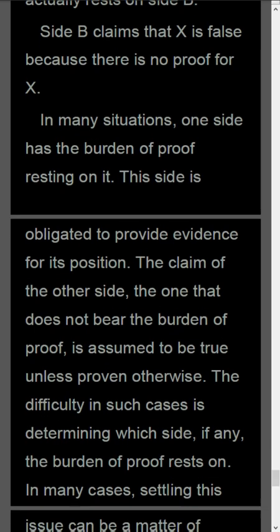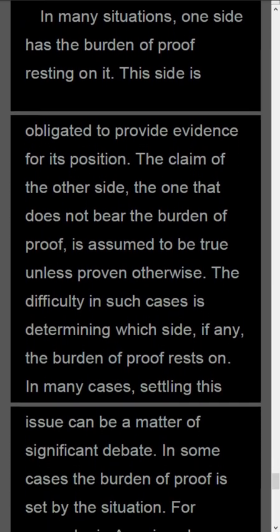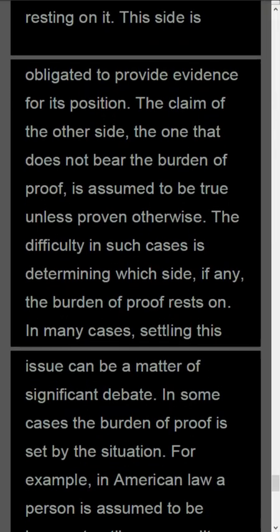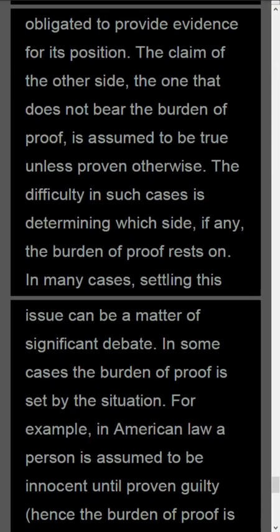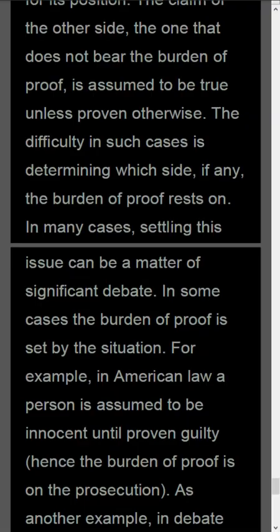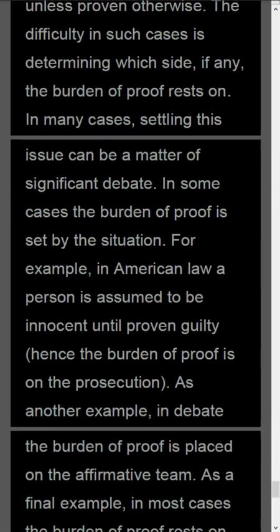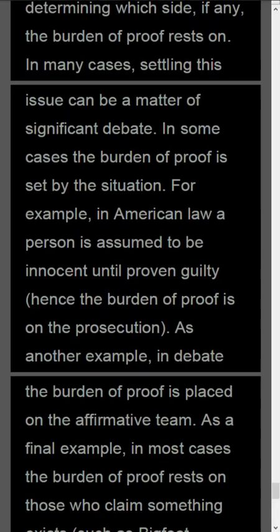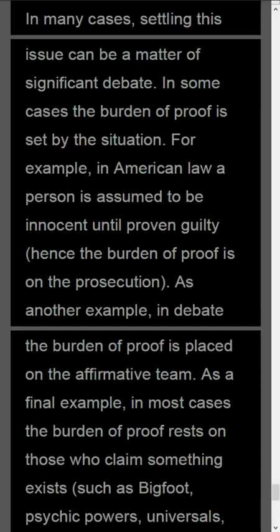In many situations, one side has the burden of proof resting on it. This side is obligated to provide evidence for its position. The claim of the other side, the one that does not bear the burden of proof, is assumed to be true unless proven otherwise. The difficulty in such cases is determining which side, if any, the burden of proof rests on. In many cases, settling this issue can be a matter of significant debate.